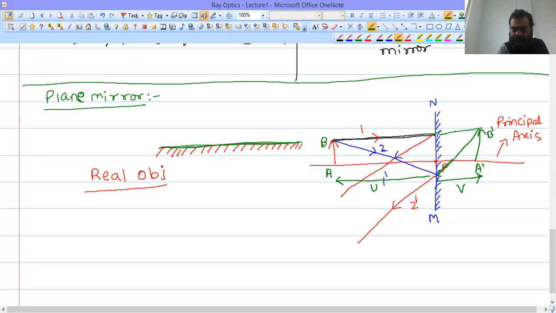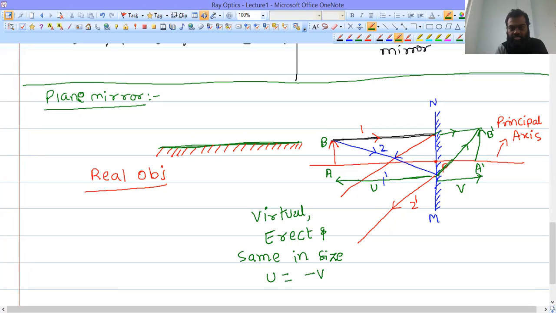Since by extending the rays back we got the image, it is called a virtual image. And the image is formed above the principal axis, so I can call it an erect image. You can see the size of the image is the same as the size of the object. So we can say that if the object is placed at u equal to minus some distance, the image will also be formed at the same distance. Here the negative sign is there.